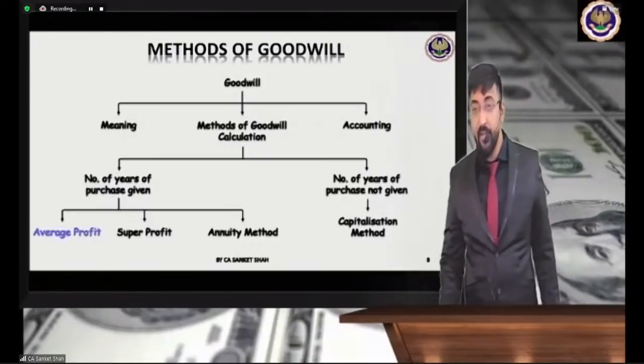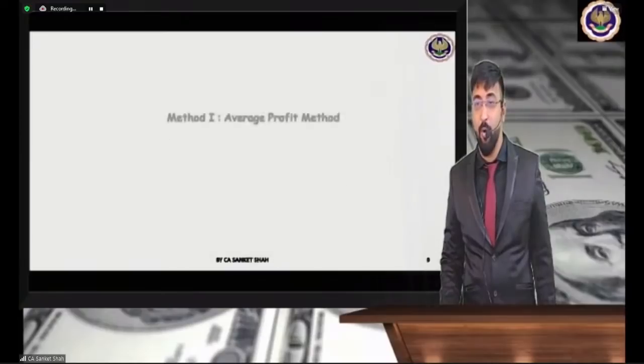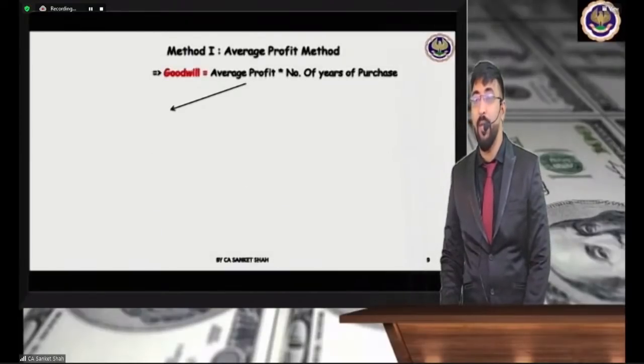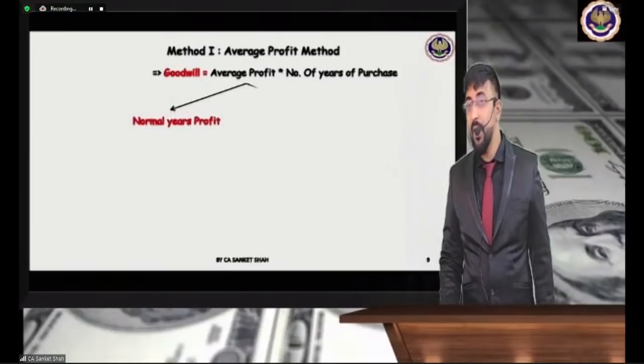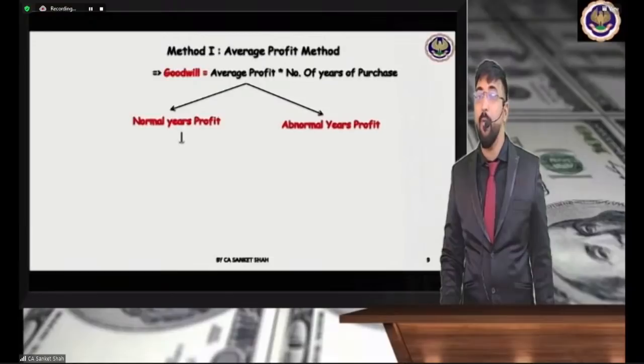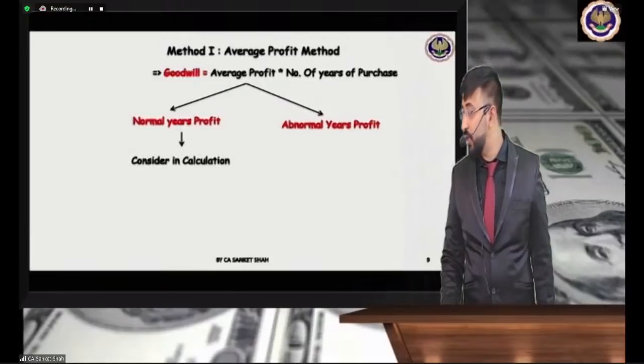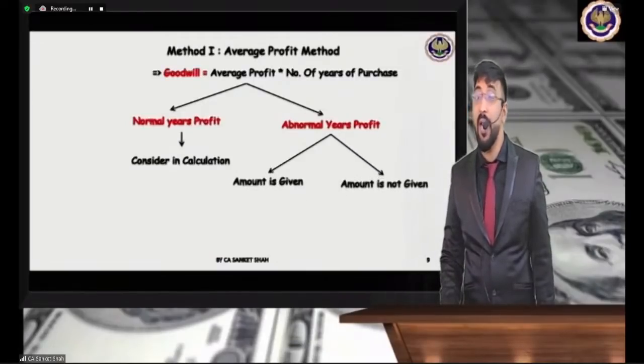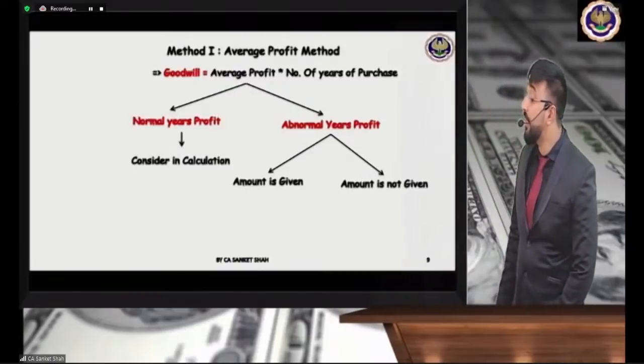Average profit method, you have 2 methods for average profit. Goodwill is equal to average profit multiplied by number of years of purchase. Normal year profits and abnormal years. Normal year profit we will consider in the calculation. Abnormal, we will divide it in 2 parts: amount is given and amount is not given. So amount is given के नीचे क्या आएगा बेटा?